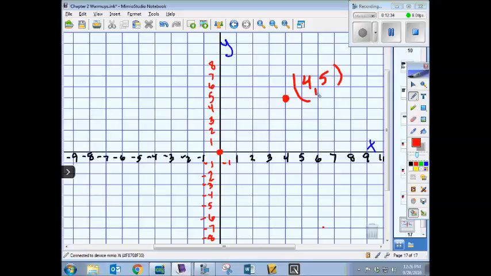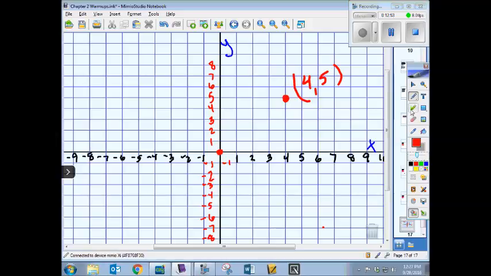Okay? There's a lot of different things. I mean, you're going to get into older grades, and you're going to be reflecting over crazy stuff. But right now, this is basic. We are reflecting over one of the two, the y-axis or the x-axis. You're going to reflect over those. Okay? So we're going to start here.